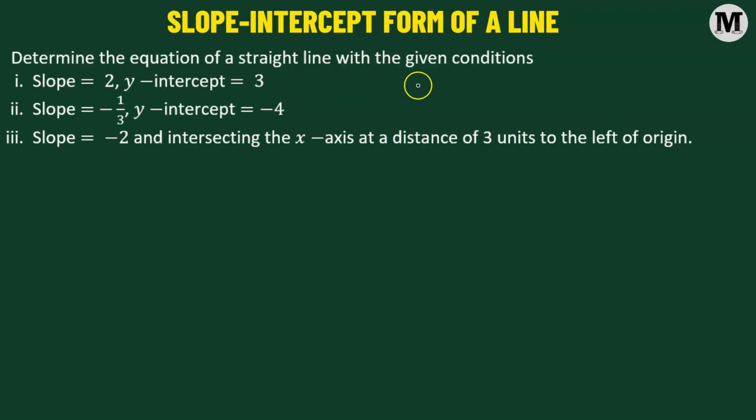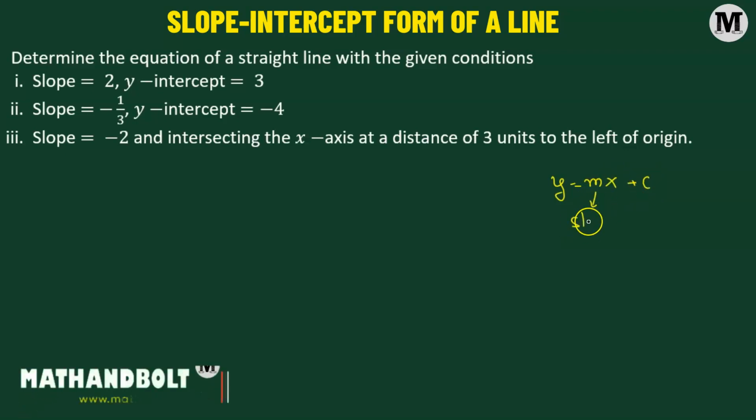Determine the equation of a straight line with the following conditions. Part 1, we have slope equals 2 and the y-intercept is 3. The slope-intercept form of a line is given by y equals m times x plus c. Here m represents the slope of that line and c is nothing but the y-intercept.